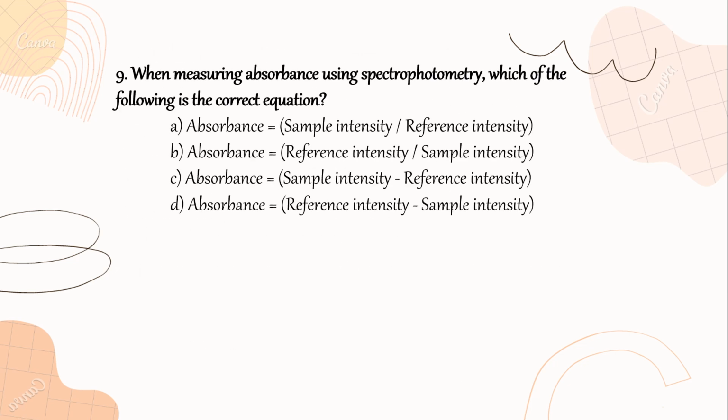Number 9. When measuring absorbance using spectrophotometry, which of the following is the correct equation? A. Absorbance is equal to sample intensity divided by reference intensity. B. Absorbance is equal to reference intensity divided by sample intensity. C. Absorbance is equal to sample intensity minus reference intensity. And D. Absorbance is equal to reference intensity minus sample intensity. The correct answer is A. Absorbance is equal to sample intensity divided by reference intensity.